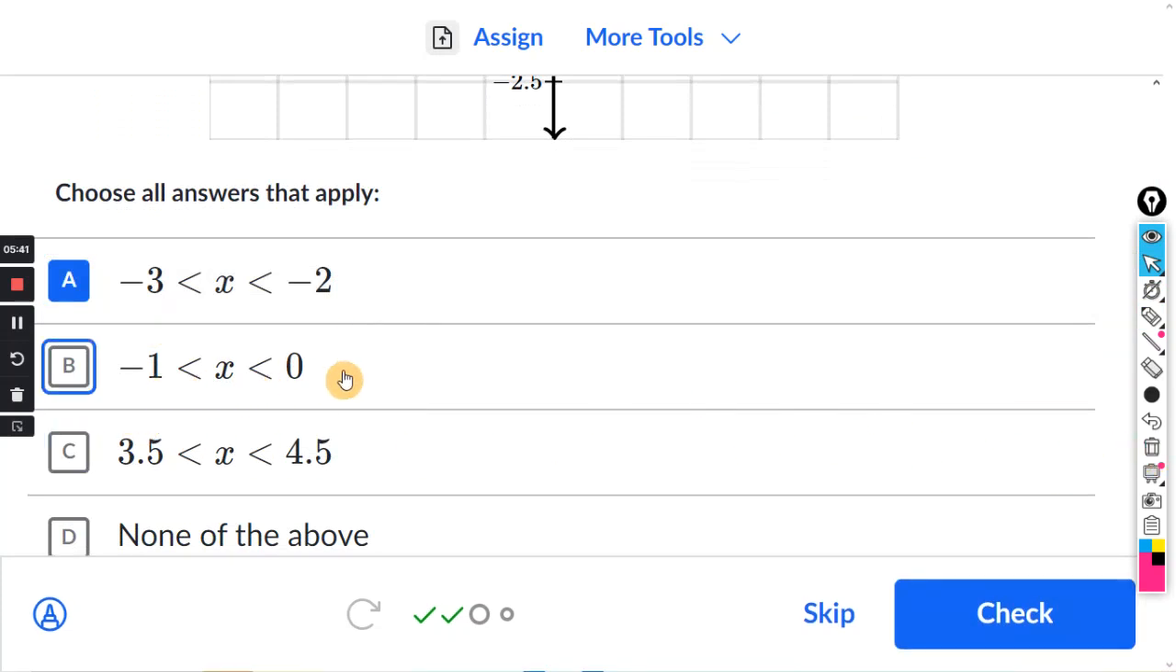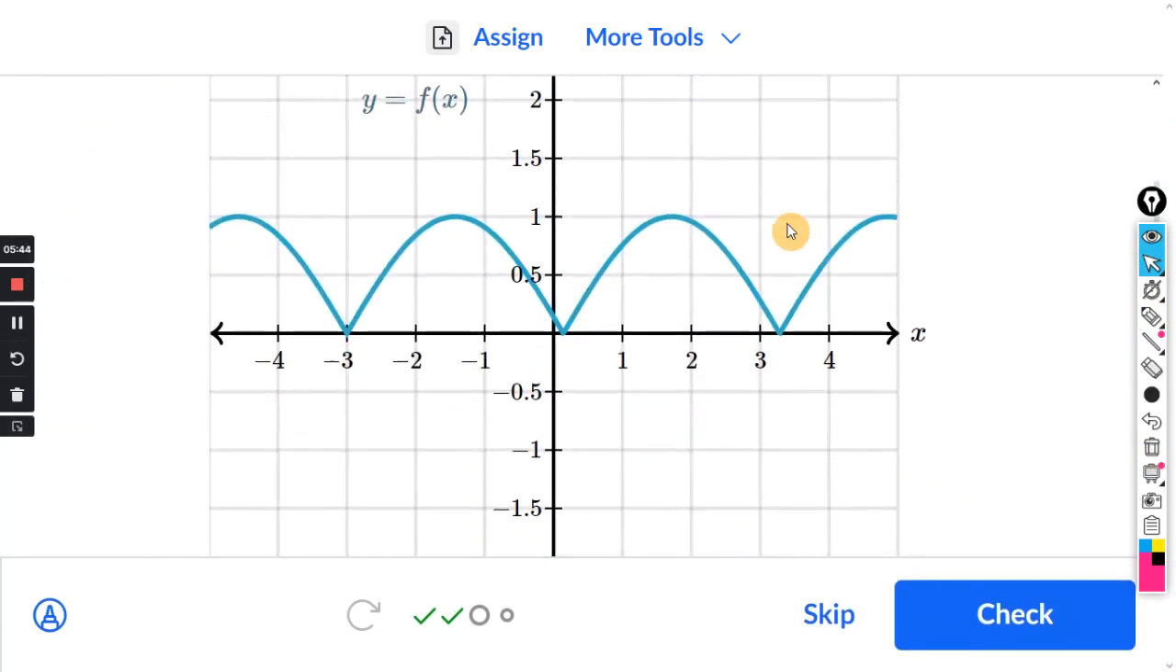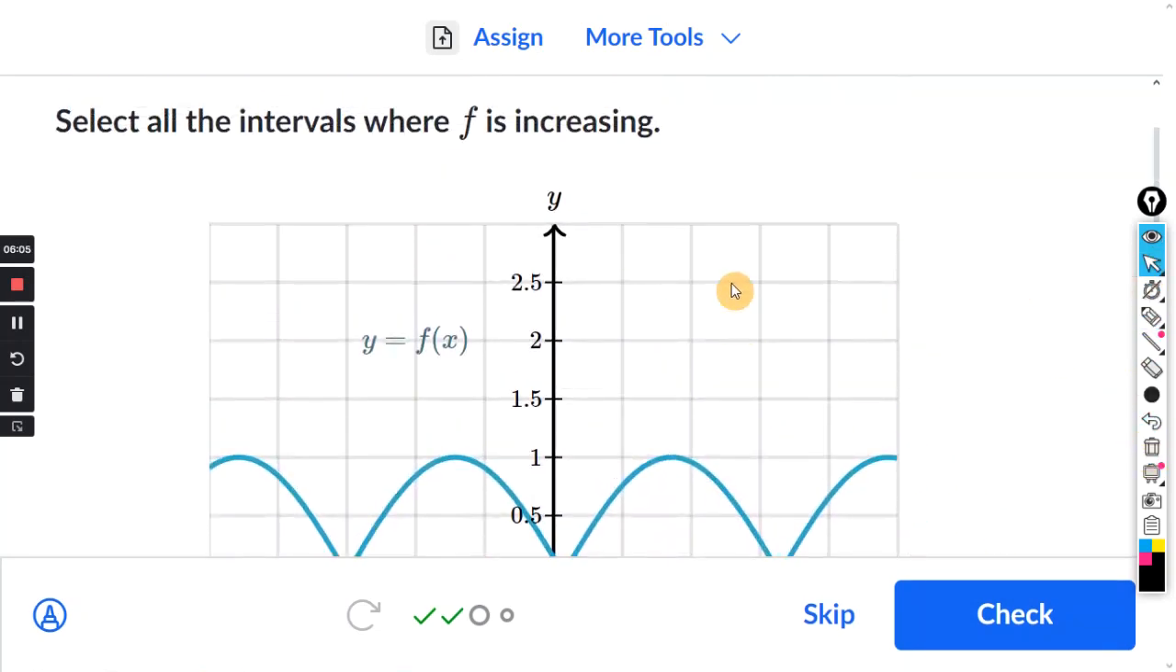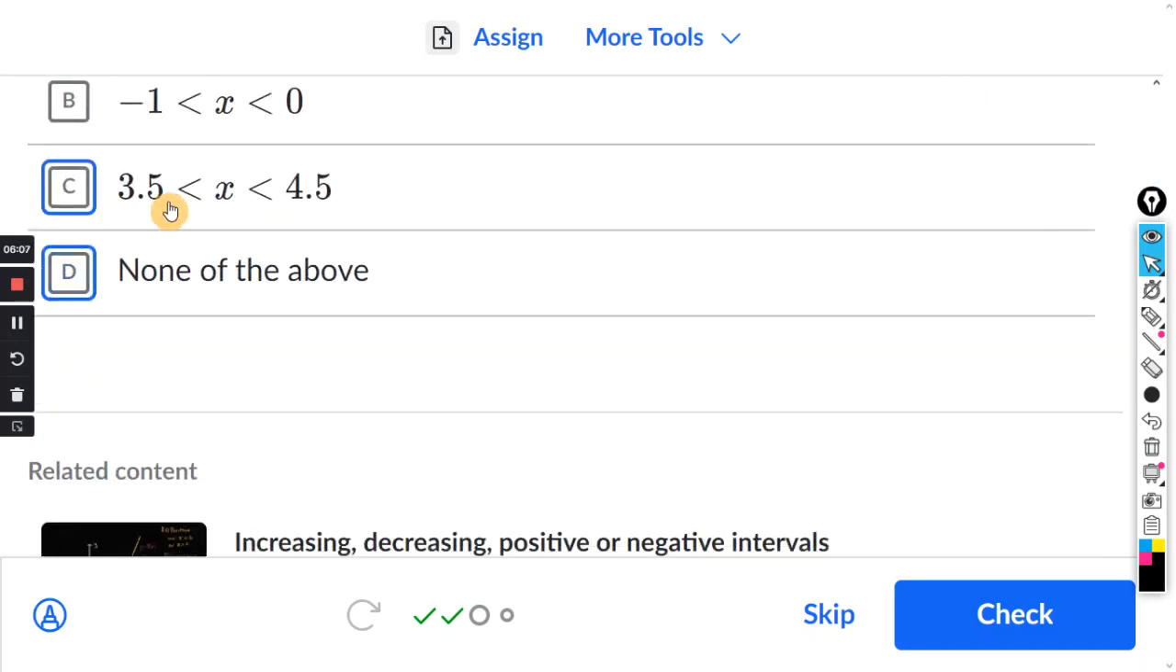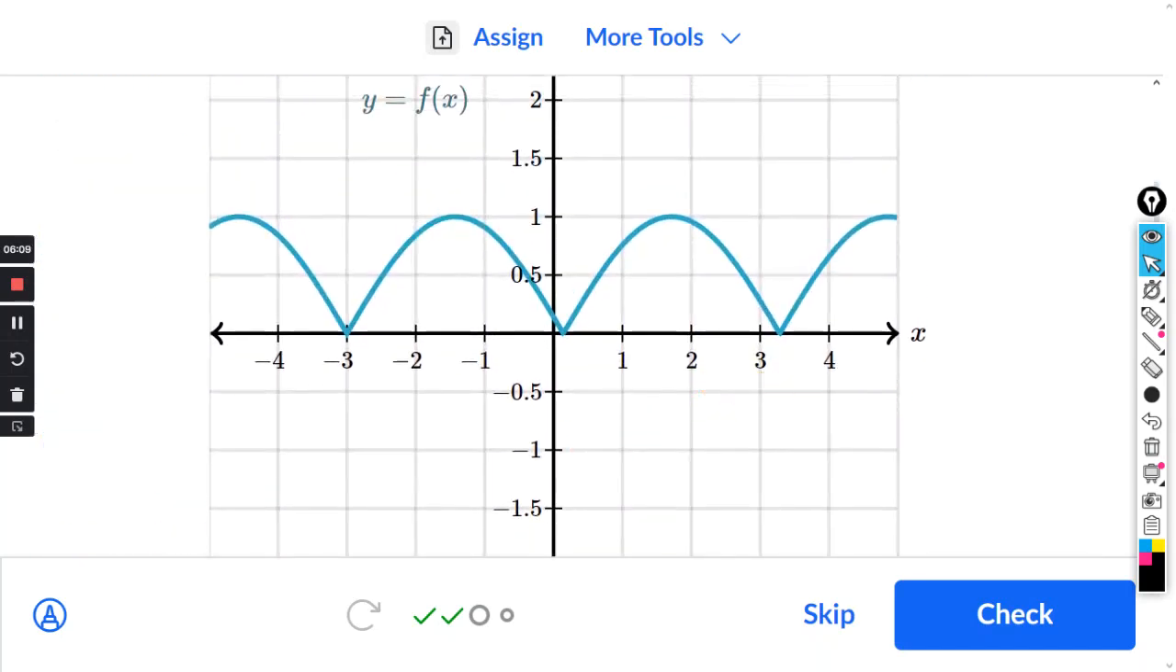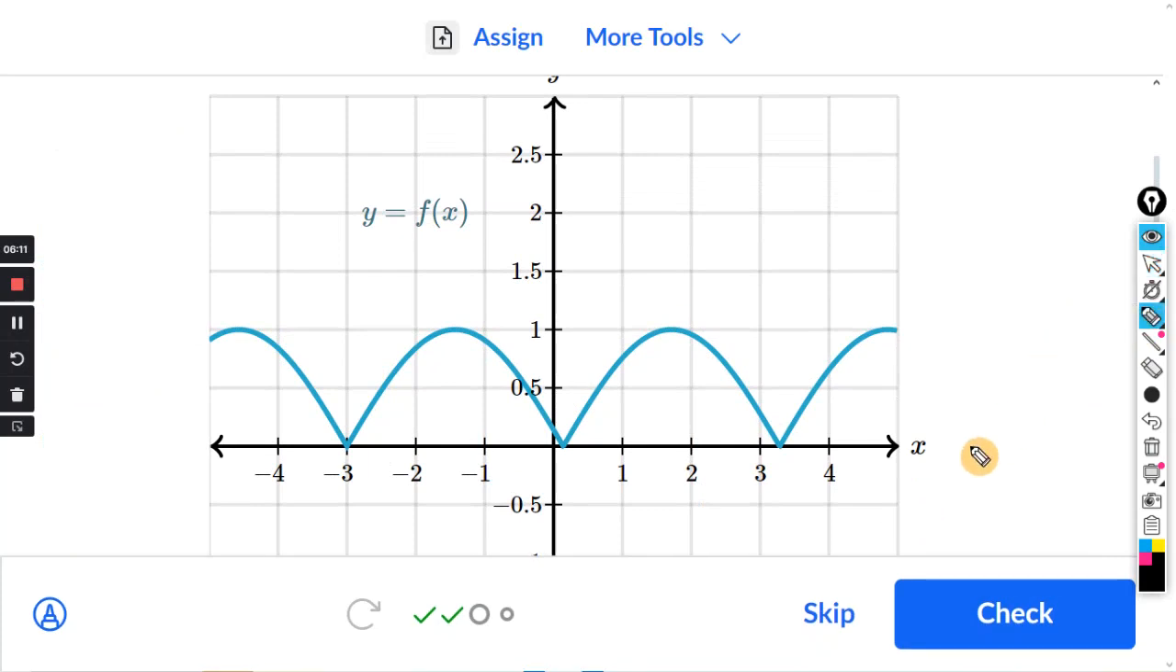Answer B, -1 to 0. Go to your x-axis, -1 to 0. Trace it to the graph. And you want to go left to right. -1 to 0. What's the graph doing? It is going down and to the right. That's a negative slope. It is decreasing. We want increasing.